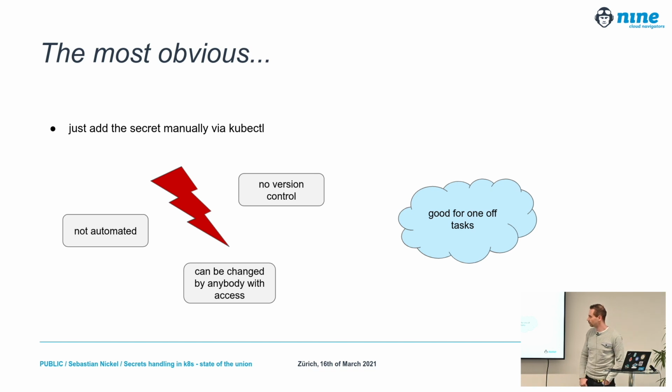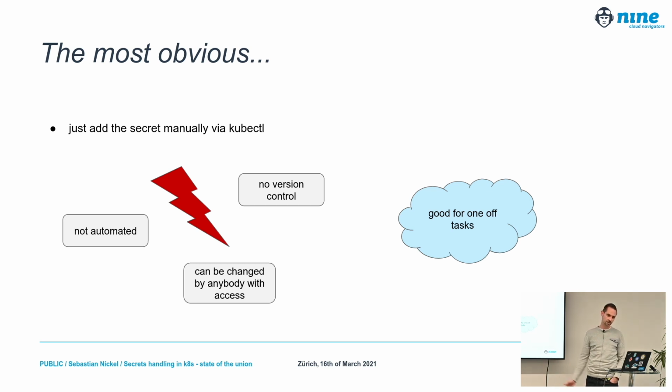So the most obvious is just add the secret manually via kubectl. I mean, everybody of us, or at least everybody who worked with Kubernetes so far, has done that. You take your secret, you write it into a file, you use kubectl, and then you basically push it to the cluster. The cool thing is, that's good for one-off tasks, and it's very fast done.